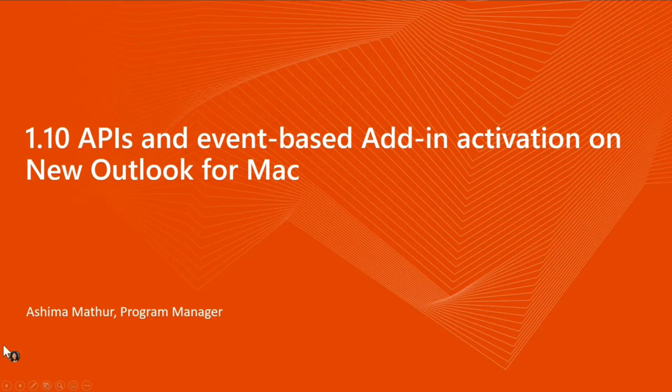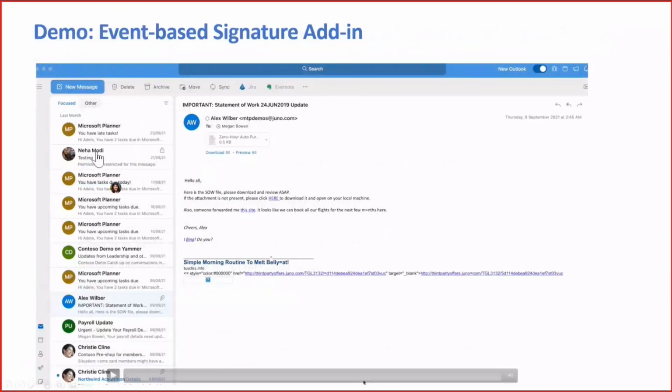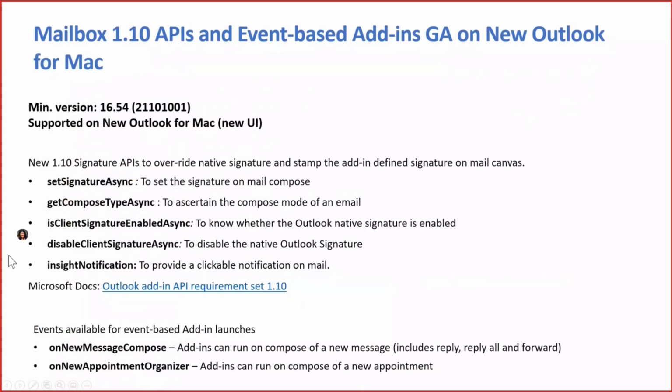So last time that I was on this call, we had shared that we were in Insiders, and the good news is that now Mailbox 1.10 APIs and event-based add-ins are in GA. The minimum version for the new Outlook for Mac is 16.54, and this is supported again on the new Outlook for Mac. So you need to toggle on that switch on the new Outlook, and that's when these capabilities will start working.